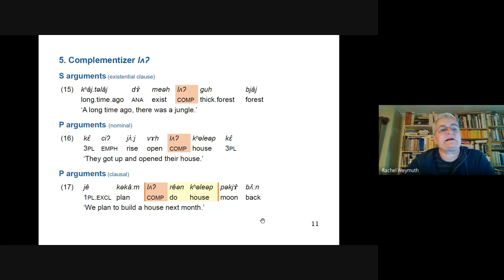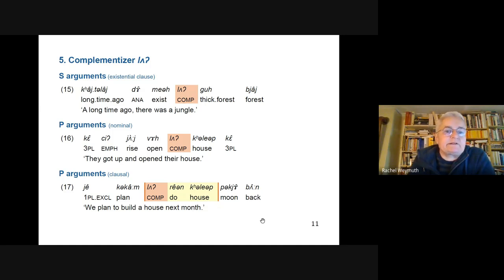Then the complementizer la marks the S arguments in existential clauses. Here in example 15, we have: a long time ago, there was a jungle. So here jungle is marked by la. And it is also used for P arguments. Here it is not yet clear why it is used here.